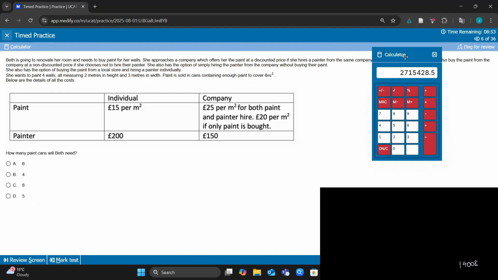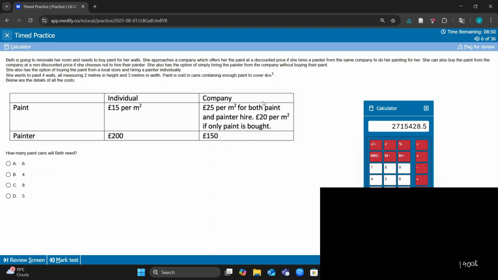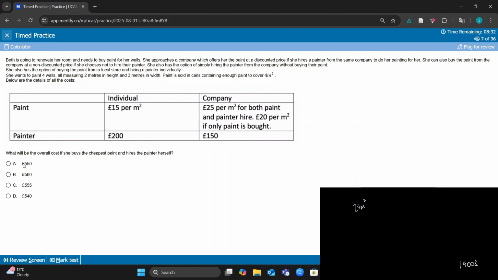How many paint cans will Beth need? So she approached the company with a painter. She has the painter, she can buy the paint. Paint 4 walls, all measuring 2 meters in height and 3 meters in width. So that's 6 meters, so that's 24 meters squared. So paint cans sold. Okay, how many paint cans will Beth need? Beth will need 6 paint cans, 24 divided by 4.